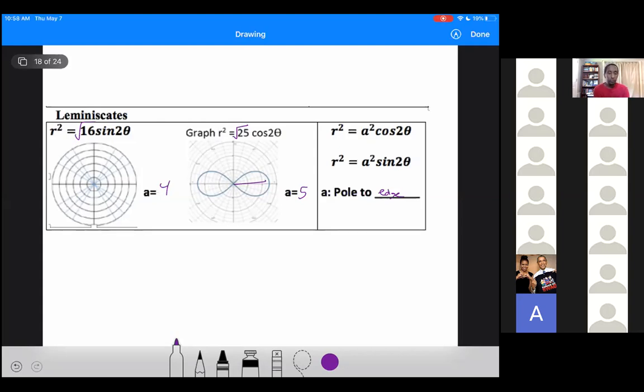And notice that the value in here is 2. And that is going to stay as 2. It's not going to change. Okay, so if we wanted to graph the one on the left, r squared equals 16 times sine of 2 theta. You know that since A is 4, the distance from the pole to the edge would be 4, because its sine is going to lie above the axis. So 1, 2, 3, 4.